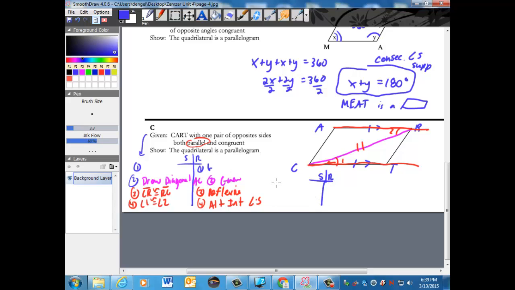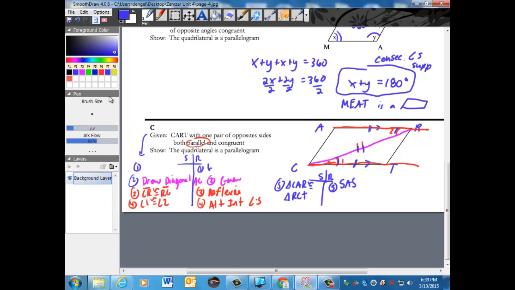All right, let's continue our proof. Statement 5, hopefully you can see side, angle, side, and side, angle, side. So triangle CAR, let's spell it, triangle CAR is congruent to triangle RCT. And why is that? Well, that's going to be side angle side.